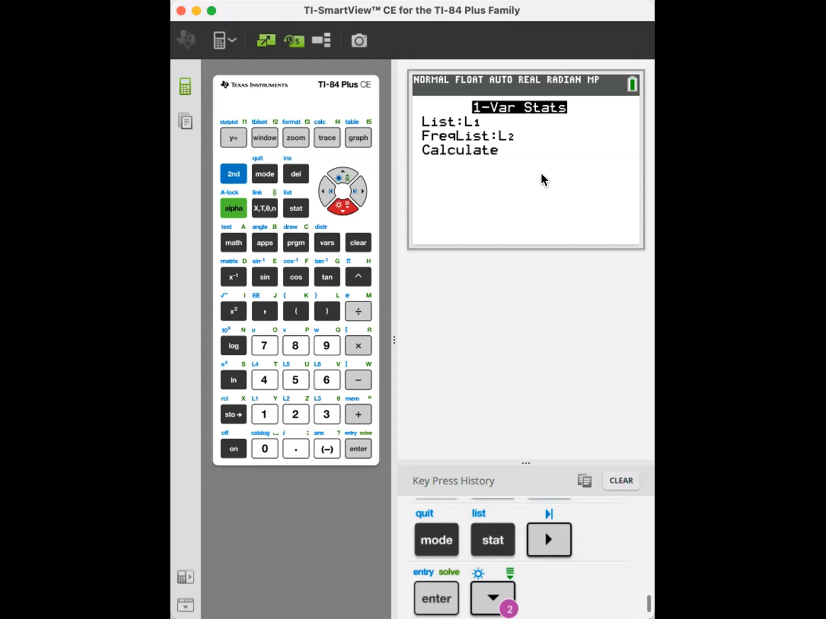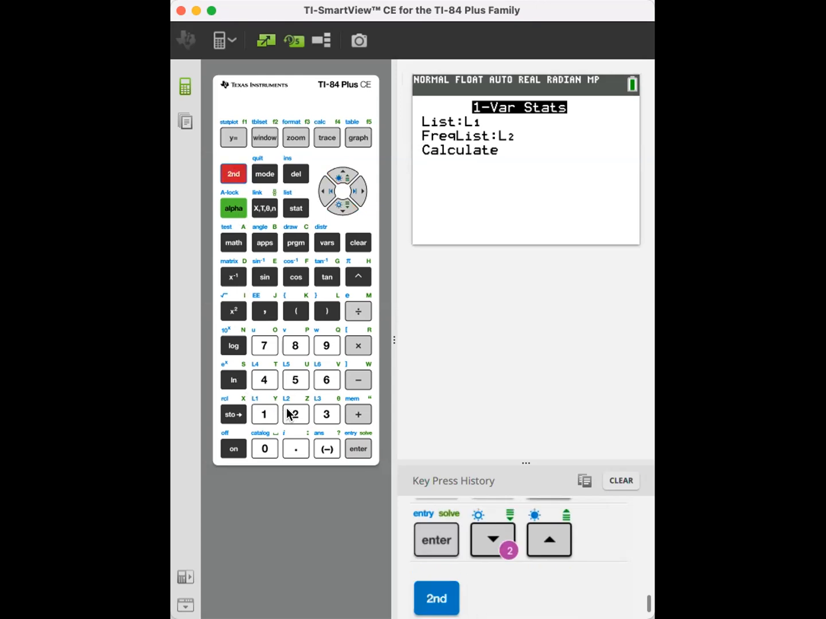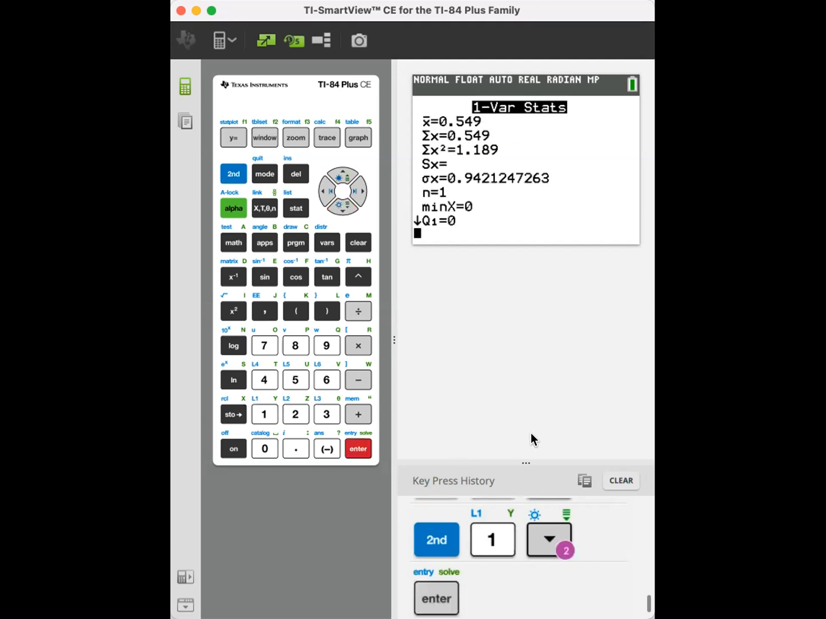It's no magic whatsoever. Select your list. Once you have it done, then you press calculate. That's going to give you your summary statistic. Remember, second function L2, list, second function L1. By default, it should be on L1. Then you press calculate. There goes your summary statistic.